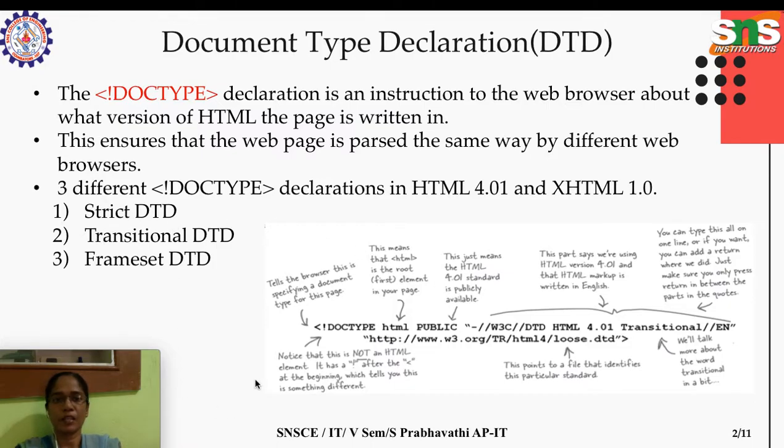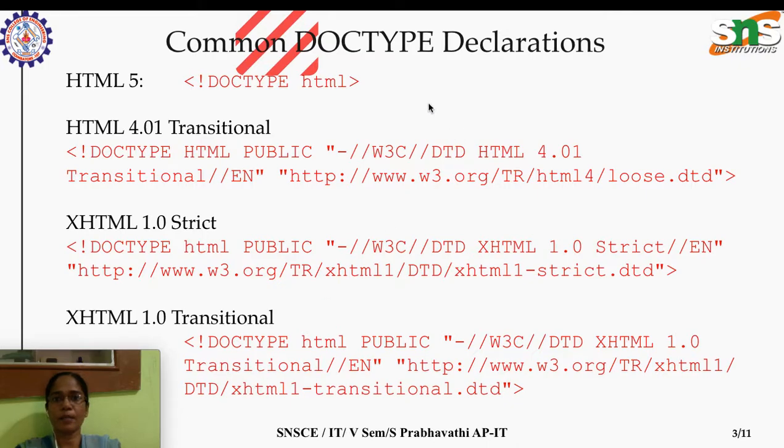Here is the common document type declaration for different versions like HTML5. We don't need to bother about all those things, the public identifier and the file path. Instead, when a web page starts like this, with an exclamation mark, DOCTYPE html, it means that the web page is using the HTML5 version. And for the HTML 4.01 transitional version, this is how the document type declaration will look.